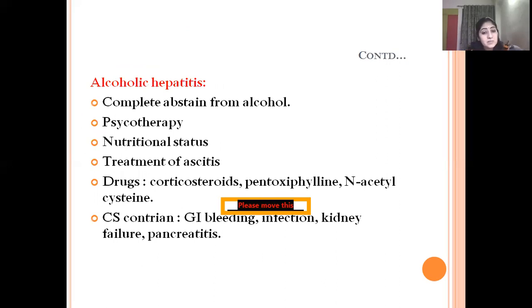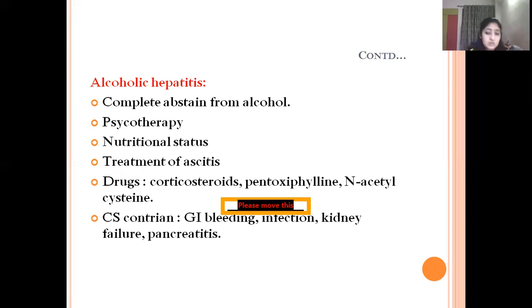For alcoholic hepatitis, it is mandatory to completely abstain from alcohol. Psychotherapy is needed. Nutritional status should be watched. Treatment of ascites should be done accordingly. Drugs used in alcoholic hepatitis are corticosteroids, pentoxifylline, and acetylcysteine.